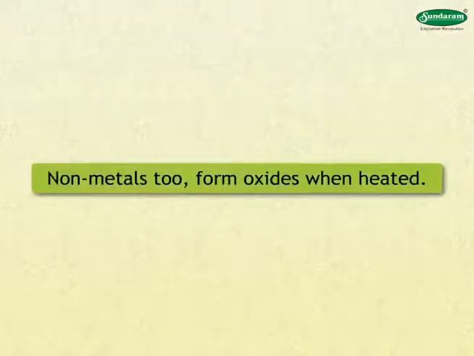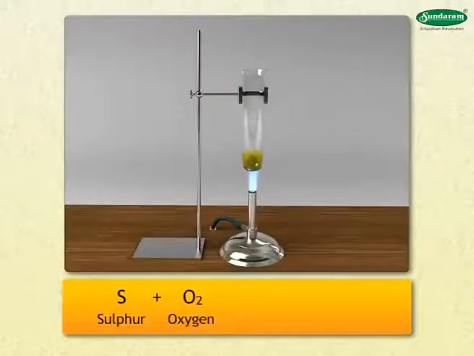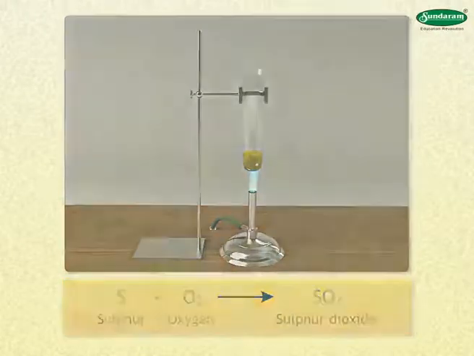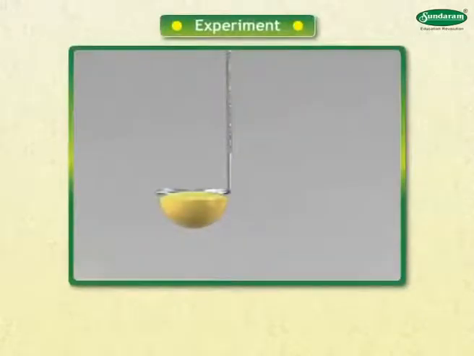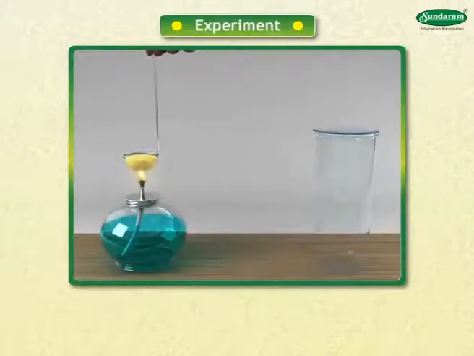Non-metals too form oxides when heated. When sulfur is heated, it combines with oxygen in air and forms sulfur dioxide. Let us try this experiment. Take some powdered sulfur in a deflagrating spoon. Heat it over a burner or a spirit lamp. Soon, the sulfur begins to burn.